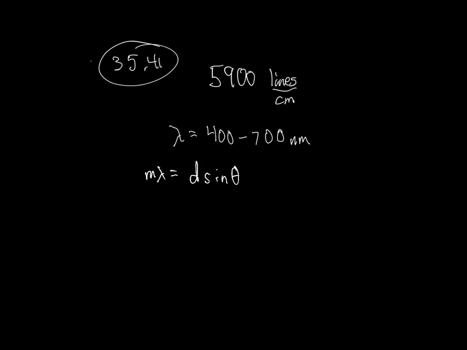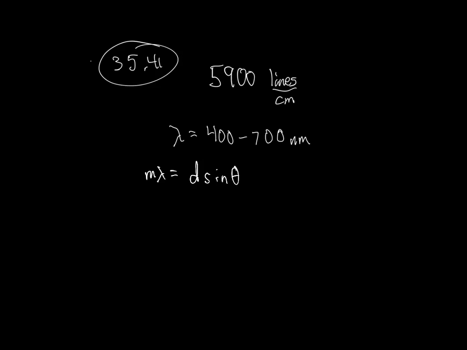Lambda is the wavelength. We're going to calculate the angle of diffraction that we get for both 400 and 700 nanometers. So we're going to do it twice for each part of the problem to get the range of angles that we're diffracting. d is the line separation in your grating. It's how many centimeters are between the lines.